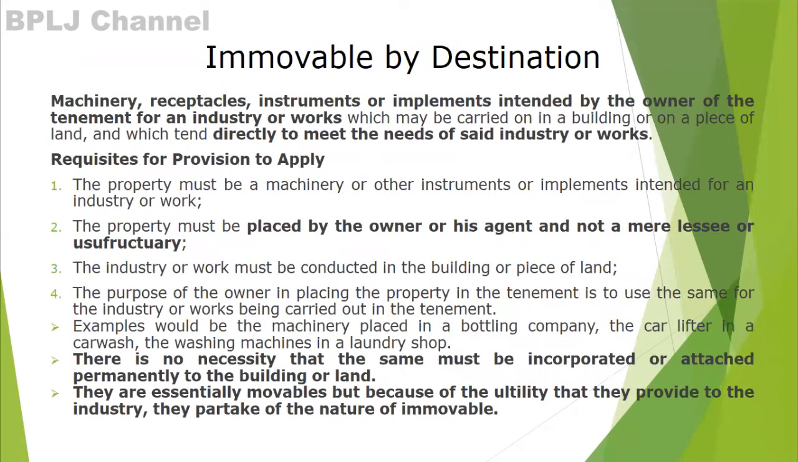Okay, another immovable, which is deemed as such because of the intention of the owner, are machineries, receptacles, instruments, or implements intended by the owner of the tenement for an industry or works, which is carried on in the building or on land, and which tend to directly meet the needs of said industry or works.